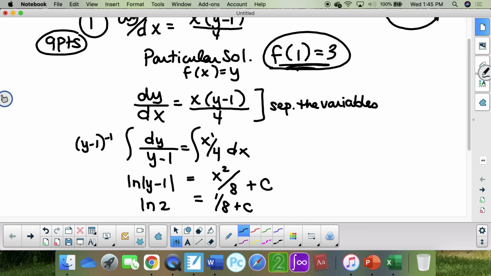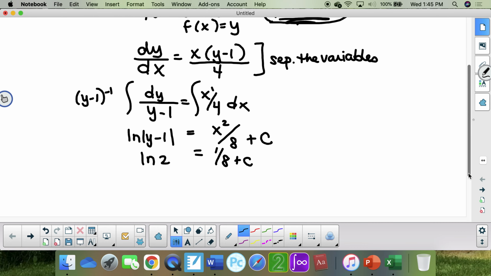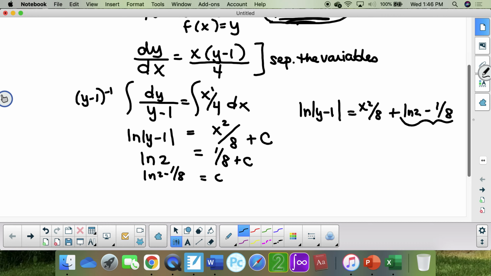And then c equals natural log of 2 minus 1/8. And then you're almost done. I'm going to go over here. It's the natural log of y minus 1 equals x squared over 8 plus c, equals all of this, the natural log of 2 minus 1/8. All of this is your c value, correct?